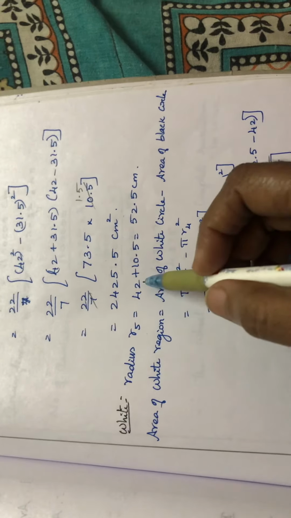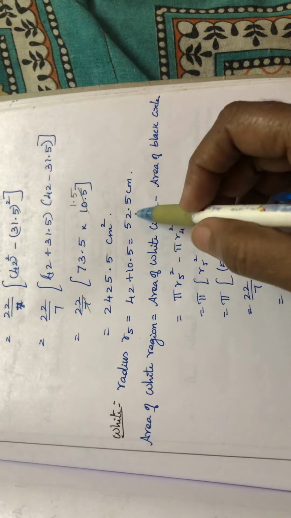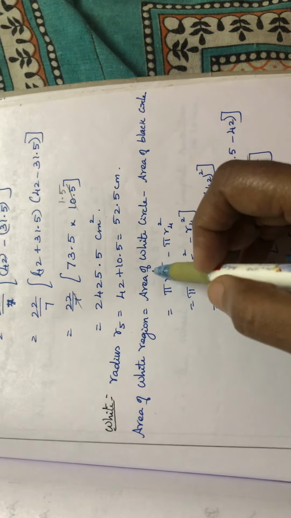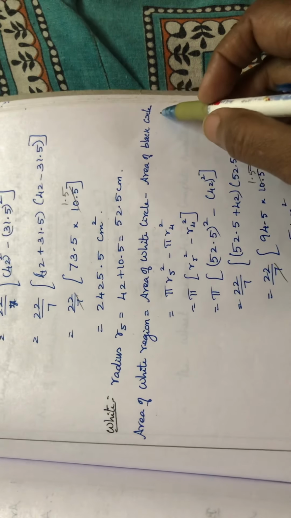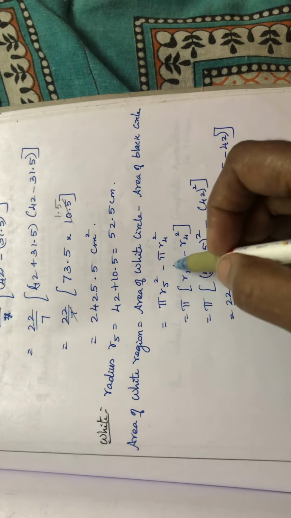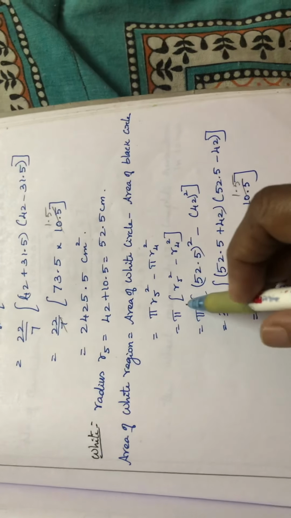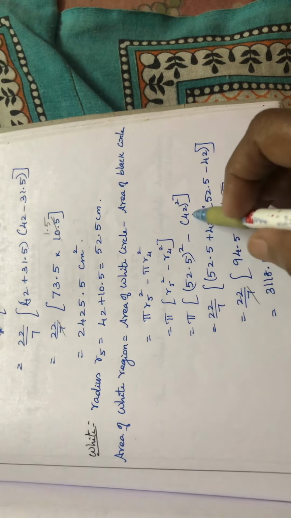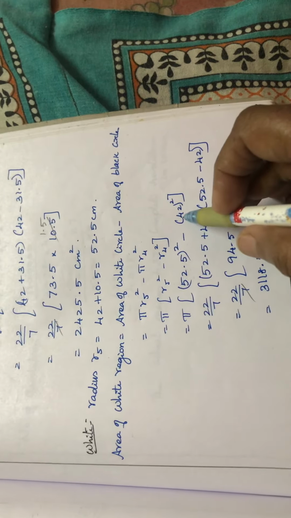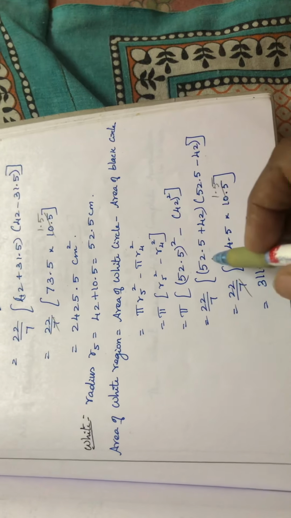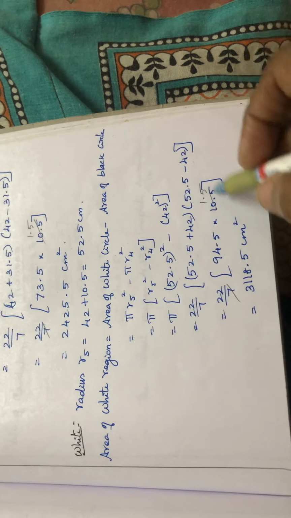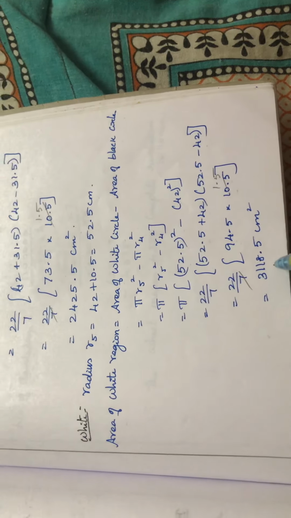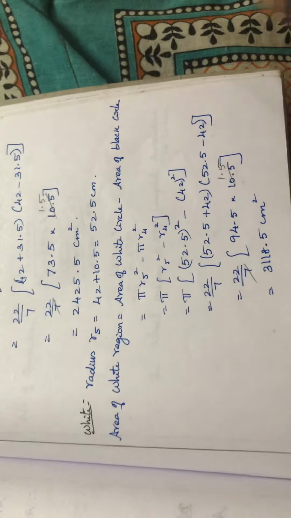Last, white region. Radius r5 is equal to previous radius 42 plus width 10.5 will give you 52.5 centimeter. Here area of the white region is equal to area of the white circle minus area of the black circle. So pi r5 square minus pi r4 square. Taking pi as common, r5 square minus r4 square, substituting the value 52.5 square minus 42 square, it looks like a square minus b square, so (a plus b)(a minus b). Simplify, we will get 94.5, subtract 10.5, we can cancel here 1.5 times, the rest all the three numbers multiply, you will get 3118.5 centimeter square.